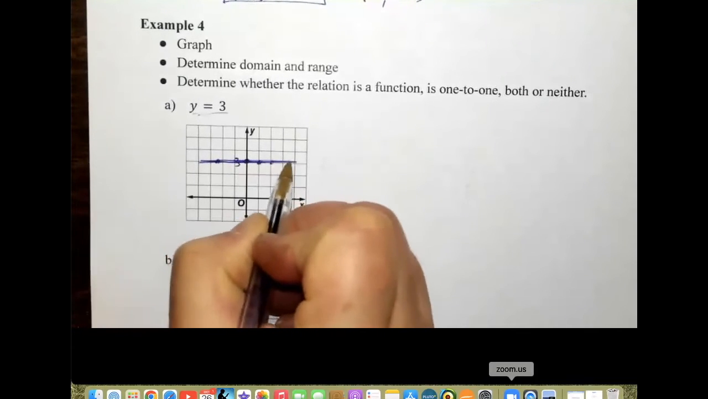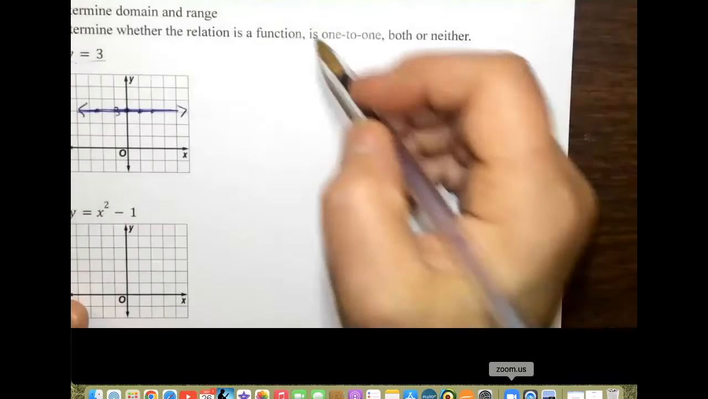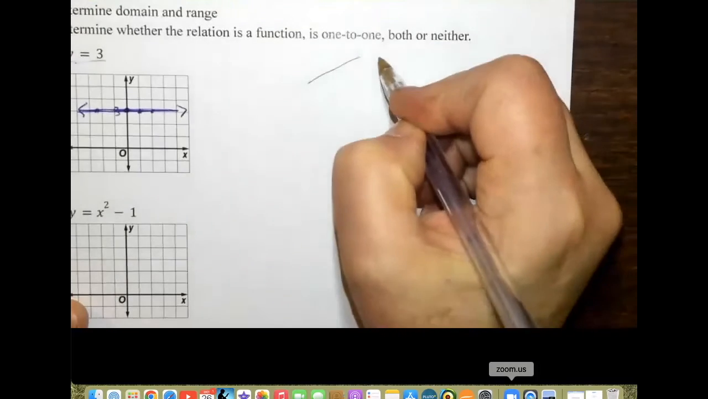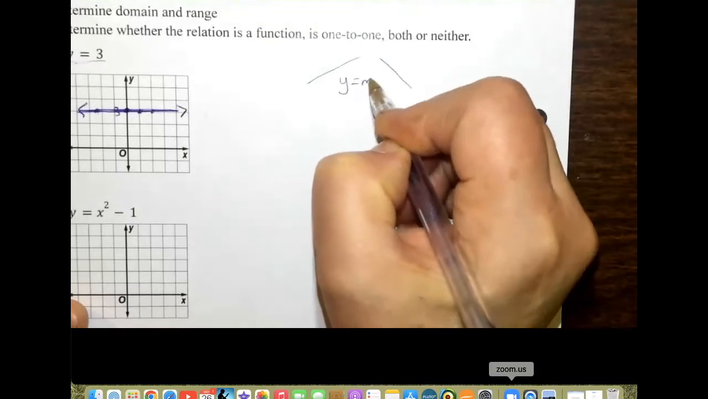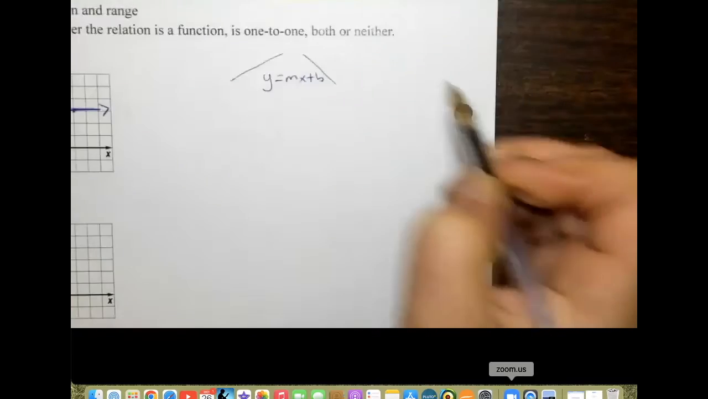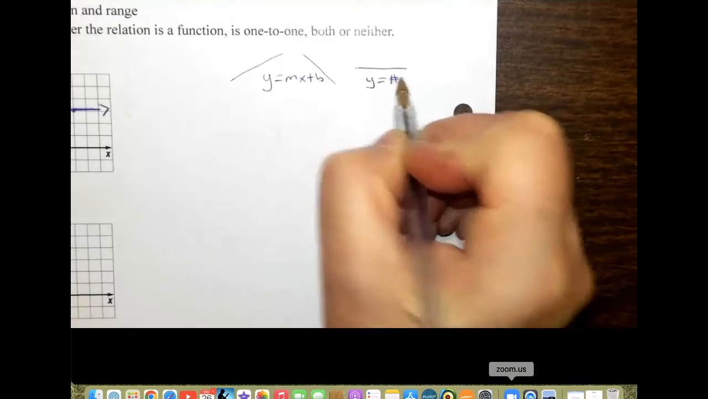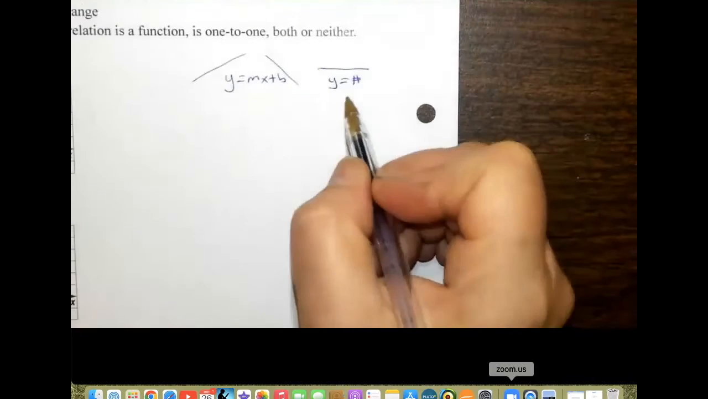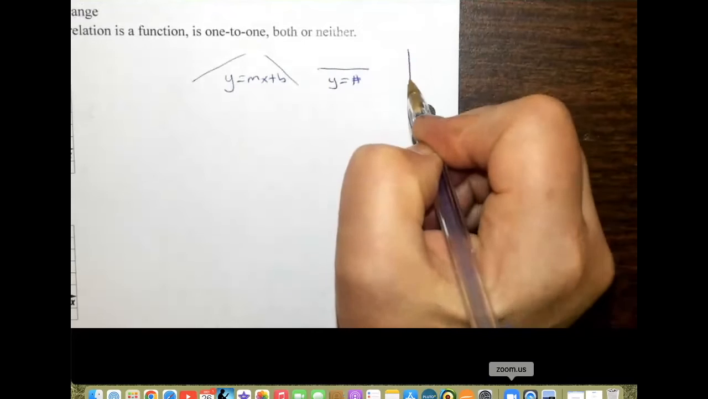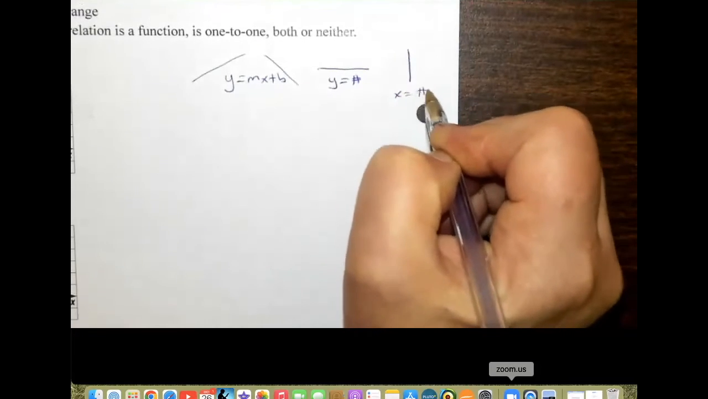Remember slope? So remember, there are 4 lines in math. Here's y equals mx plus b, slanted slope. Here is y equals a number, for a horizontal line, and then x equals a number for a vertical line.